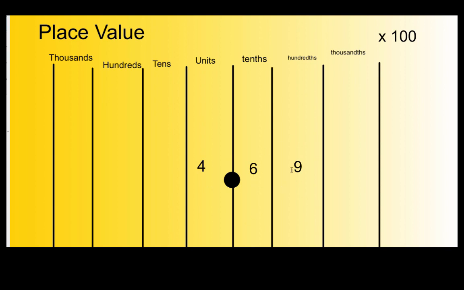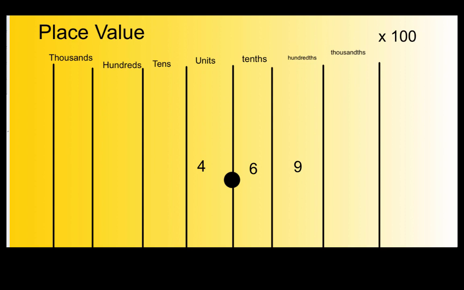Here's a new number, 4.69. I want you to do this in your books because you're going to be showing the teacher, thank you. Times that by 100, and that means, of course, you're going to be moving it up 2 places in the place value chart because it's got the 2 zeros. So you do that all by yourself, thank you. Pause me and then do that in your book.